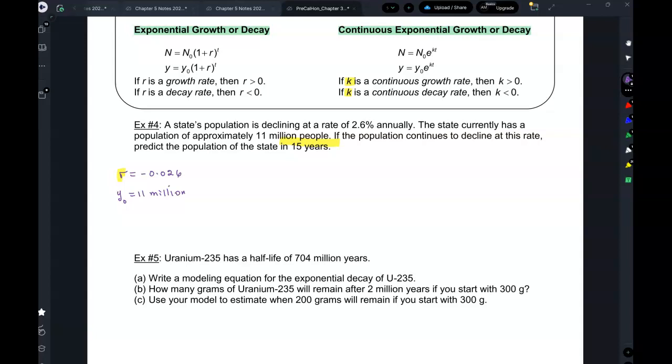If the population continues to decline at this rate, predict the population of the state in 15 years. T is equal to 15. So y equals y naught times (1 plus r) to the t. Y is 11 times (1 minus 0.026) to the power of 15.